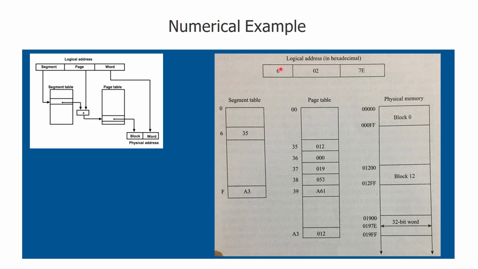So this is how it works. You can check this and map it with this one. I told you the example is coming. Use this table, this figure, to solve this one. You take the 6 value, which is 6 here, and go to this location. There is 35, and you add this 35 with this 2. 35 and 2 is 37, which is this one, so you get the value 019. You append the value of the word here, so this 7e is appended with this one, and 0197e is the address. This is the 32-bit word which you need to access, 0197e. So this is how you map it.